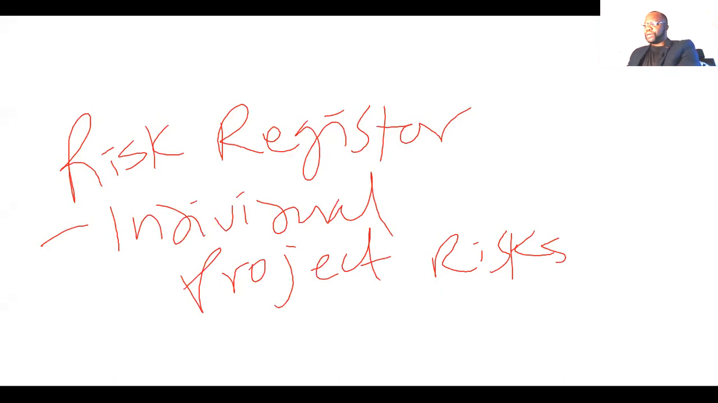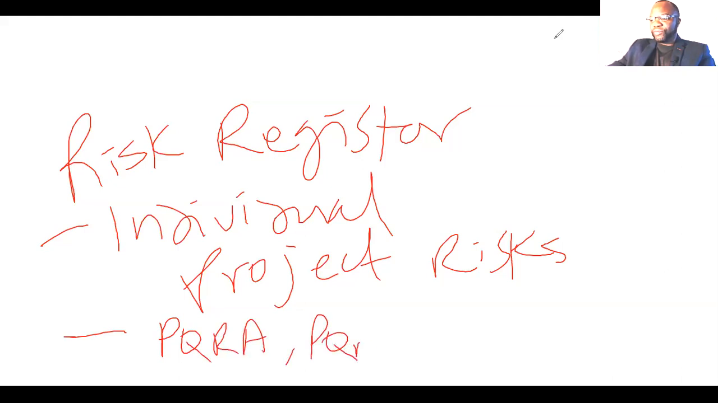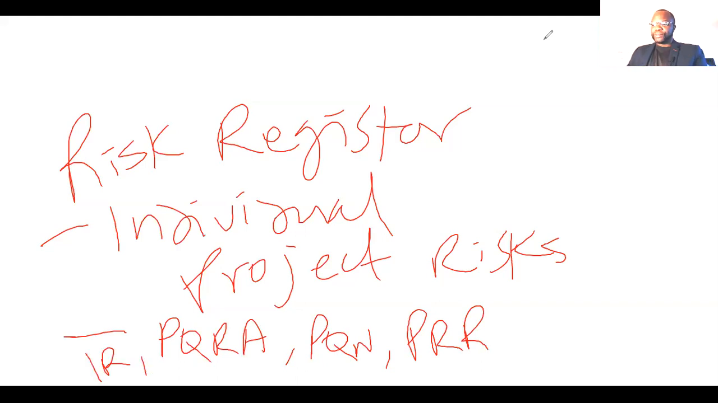It says here in the PMBOK guide on page 417, the risk register captures details of identified individual project risks. The results of performed qualitative risk analysis, plan risk responses, implement risk responses, and monitor risks are recorded in the risk register as those processes are conducted throughout the project. So what did I just say? I said your risk register contains the results of perform qualitative risk analysis, perform quantitative risk analysis, plan risk responses, and even, of course, identify risks.